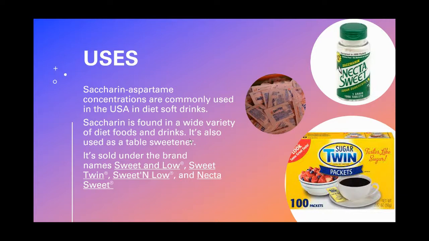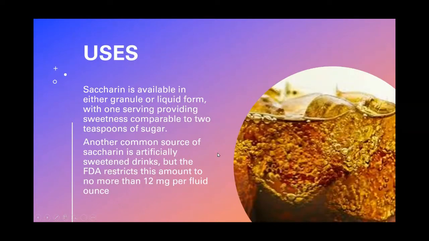Saccharin is also found in a wide variety of diet foods and other drinks. It's also used as a common table sweetener. It's sold under the brand names Sweet and Low, Sweet Twin, and NectaSweet. Saccharin is available in either granule or liquid form, with 1 serving providing sweetness comparable to 2 teaspoons of sugar. Another common source of saccharin is artificially sweetened drinks, but the FDA restricts this amount to no more than 12 milligrams per fluid ounce.